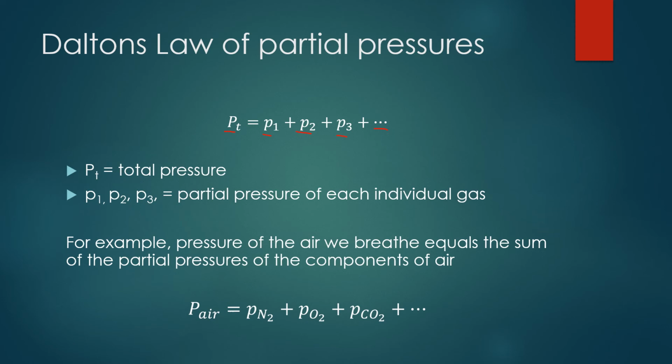Down here I have an example. The air that we are breathing, if I wanted to figure out the total pressure, I would need to add the partial pressures of all gases in the air. So we're breathing in oxygen, but we're also breathing in nitrogen. We're breathing in a little bit of carbon dioxide, and I'm sure lots of other gases in the air. So if I wanted to figure out the total pressure, I could add the partial pressures of all gases present.